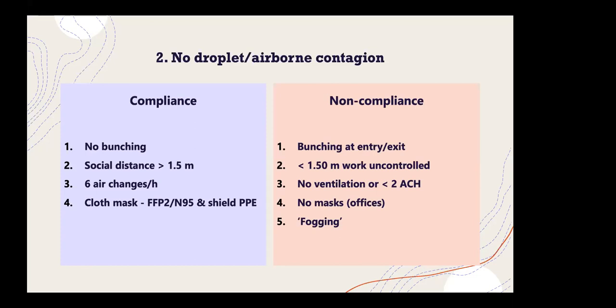That is permissible. I mean, 2 electricians working together in the cage of a cherry picker, they are closer than 1 meter for a long time whilst they're working together, and that has to happen. But then it must be controlled. There must be controls put into place. Then no ventilation or less than 2 air exchanges per hour.